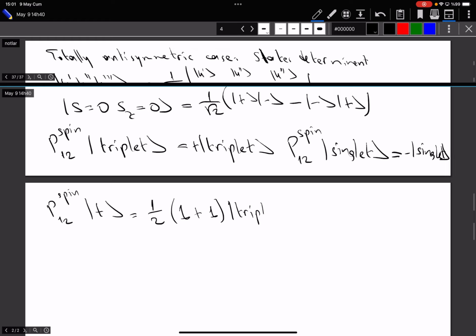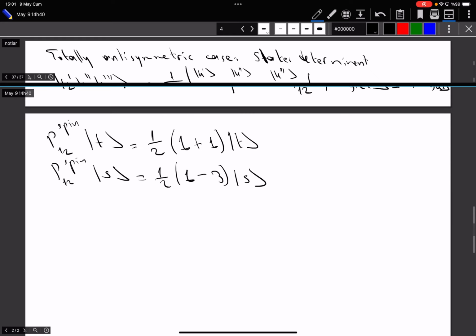Triplet. And P12 acting on the singlet state is 1 over 2, 1 minus 3, singlet. Now, you might be wondering what is that 1 and 3? Let me look at another operator. Let me look at the S1 dot S2 operator.